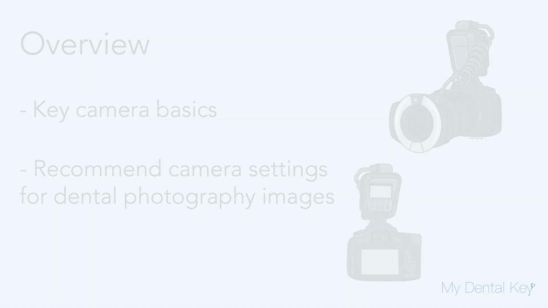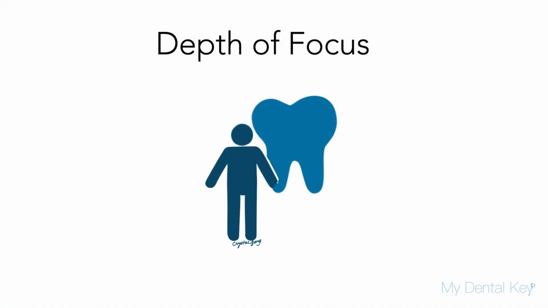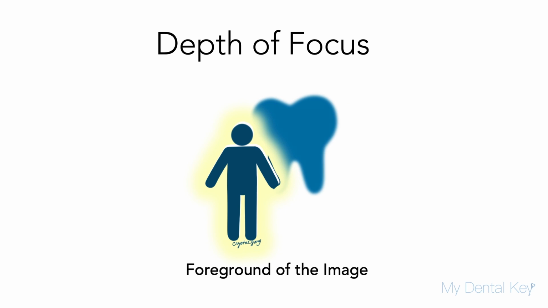We will begin by discussing aperture. The aperture controls the camera's depth of focus by changing the amount of light that is allowed into the camera. Aperture is often referred to as f or f-stop, which is short for fraction. Depth of focus refers to the amount of detail captured in the background versus the foreground of the image. Increased light creates an image with less depth, meaning less detail in the background of the image, or a blurrier background.